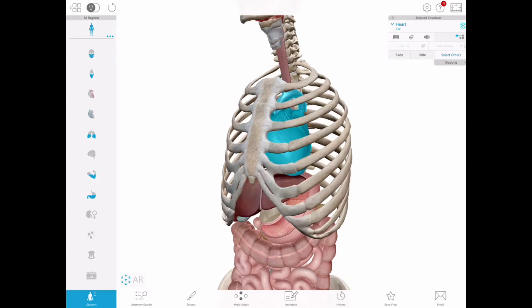It is located in the middle mediastinum. The function is to propel blood to all parts of the body. It relates to OT because it can dictate the patient's exertion.